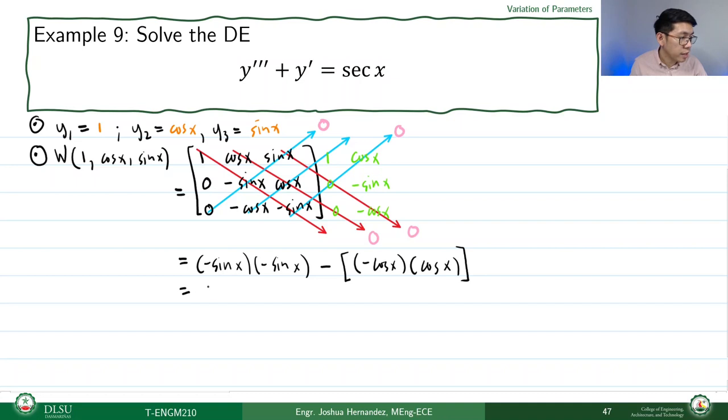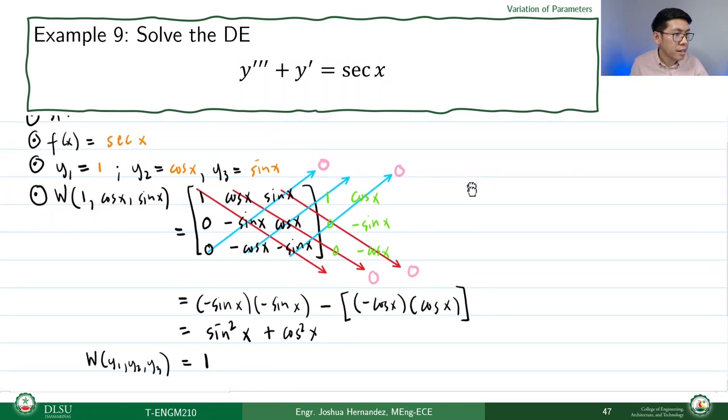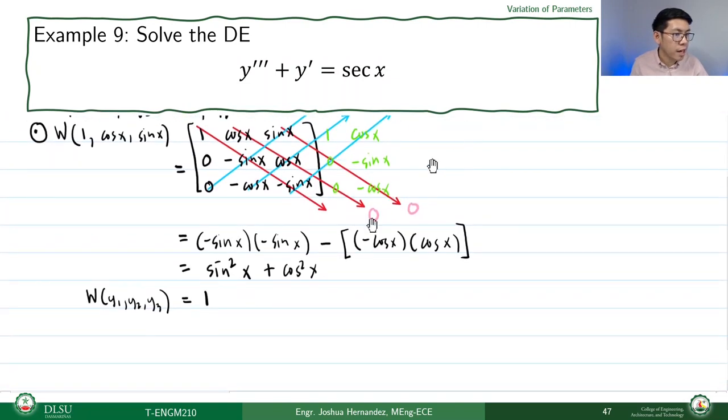So, this gives us negative sine x minus sine x is actually sine squared x, positive, no? And then minus negative cosine squared x, so magiging plus cosine squared x. And we know already from trigon that this is an identity which is equivalent to 1. That is why the Wronskian of y sub 1, y sub 2, and y sub 3 is simply equal to 1. Okay?